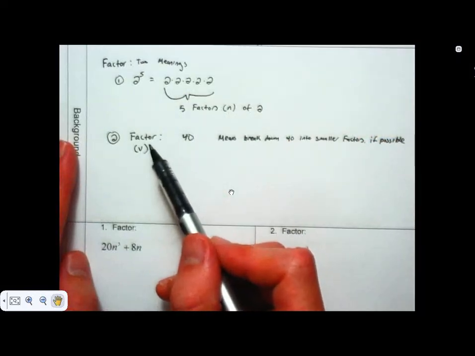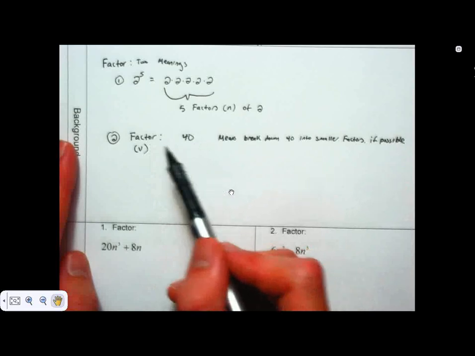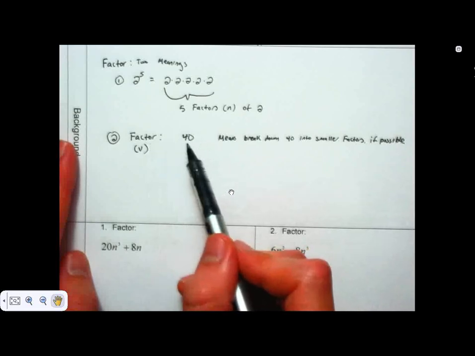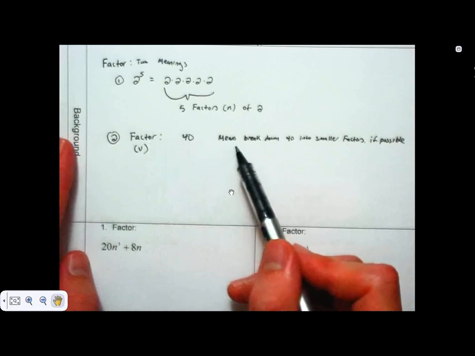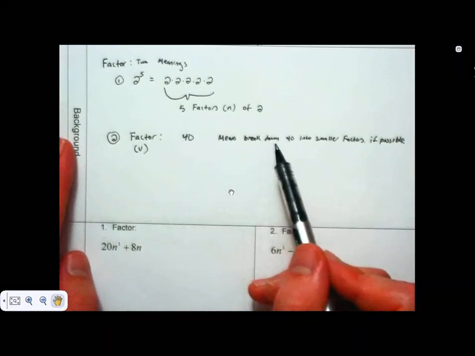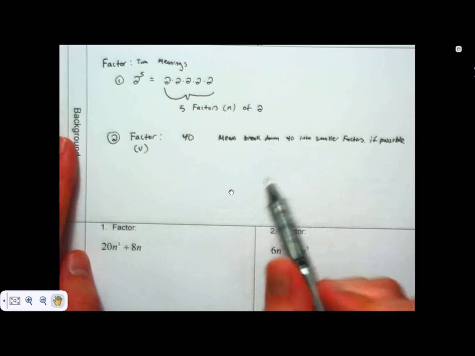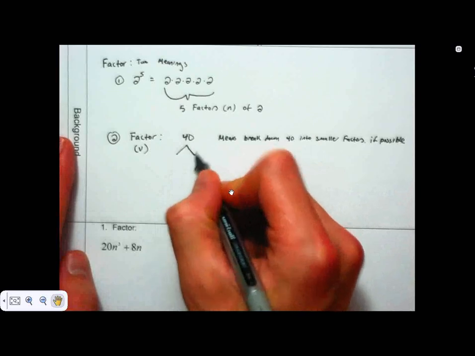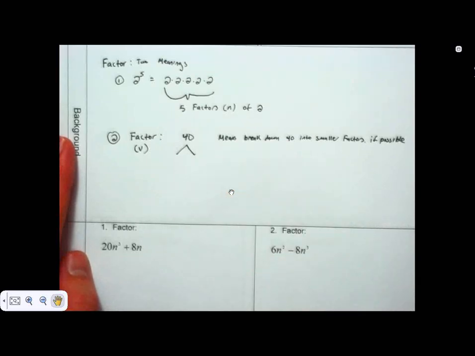So we say factor something. In this example, the directions are to factor 40. Well, what that means is we're going to basically break 40 down into smaller factors, if possible. So this is actually an action or a command. And so what we're supposed to do is take our expression and somehow break it down using multiplication.